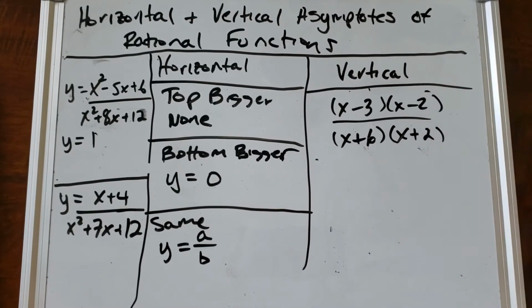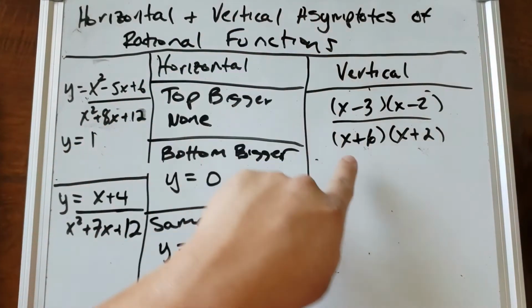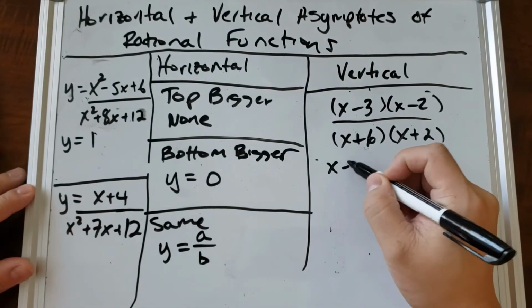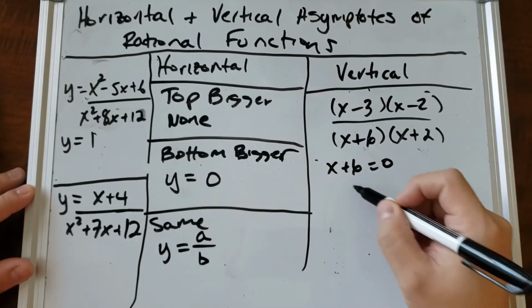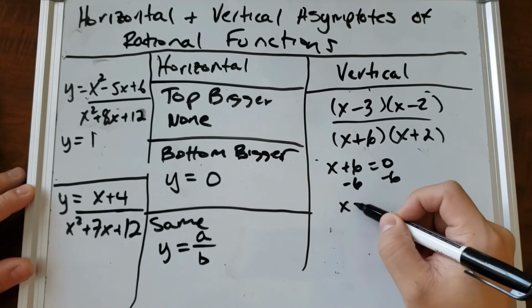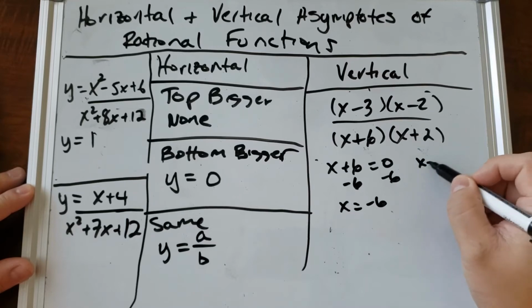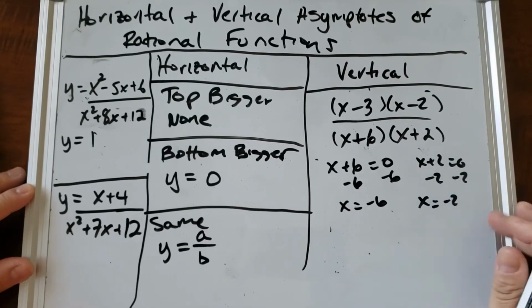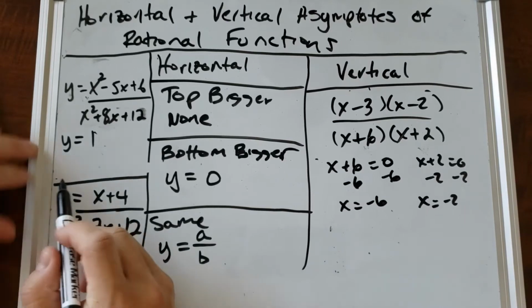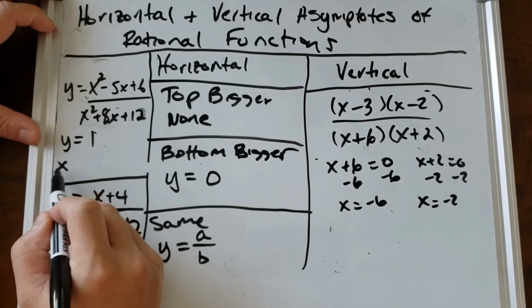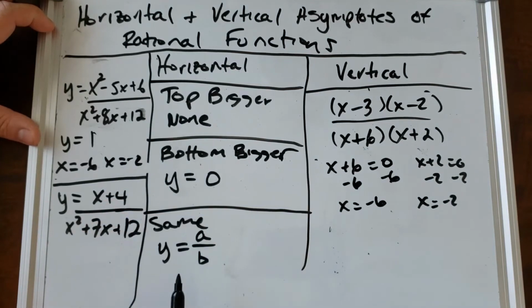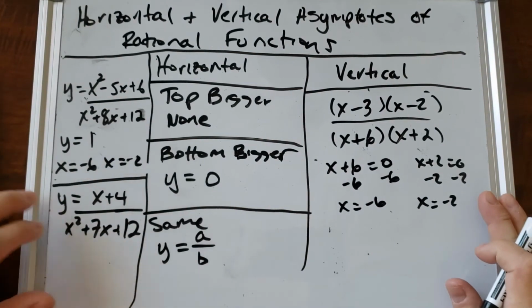I look here, and nothing matches exactly, so I can't cancel anything out. The way you find the vertical asymptote is you take whatever's on the bottom, and you set them equal to 0. So I'm going to go x plus 6 equals 0. Minus 6, so x equals negative 6. And then x plus 2 equals 0, minus 2, x equals negative 2. And those are my 2 vertical asymptotes. So it's x equals negative 6, x equals negative 2. All right. Now we're going to do this other equation.